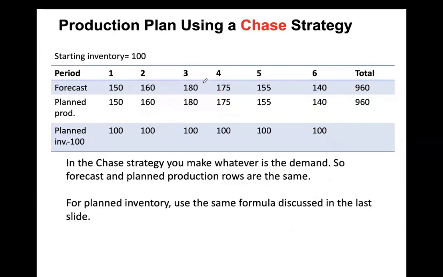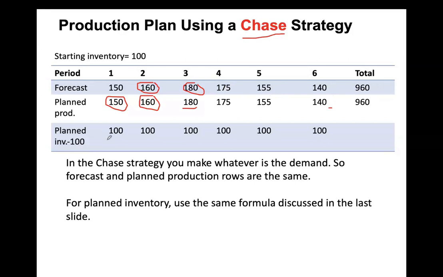Now using the same thing but using chase strategy. In chase strategy we are not producing the same amount in every period, but our production depends upon the demand. So for example, over here demand is 150, so we will also be producing 150. Over here, demand is 160, so the firm will also produce 160. If demand is 180, then the firm will produce 180. As you can see, in all these periods, whatever the demand is, the organization is producing exactly the same quantity. And total forecast is equal to total planned production.